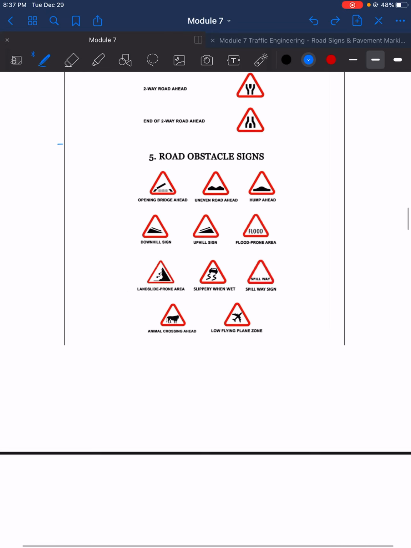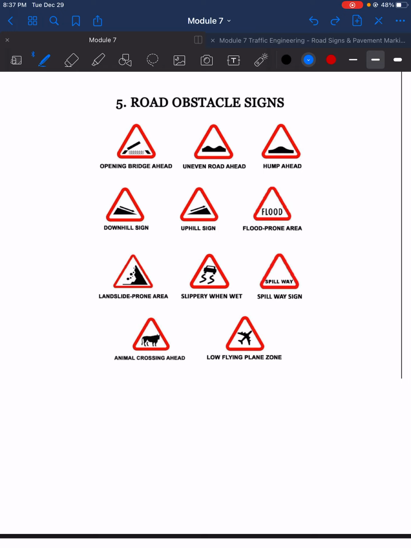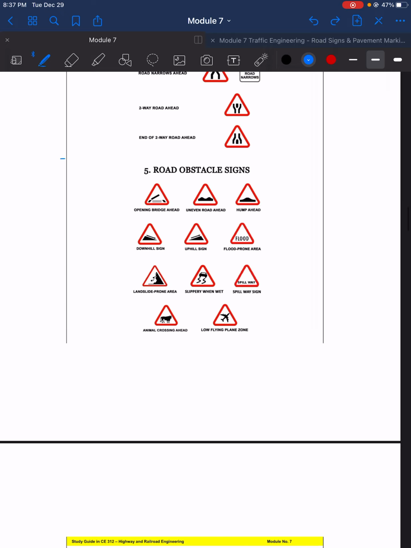Road obstacle signs. So we have here the opening bridge ahead, uneven road ahead, hump ahead, downhill sign, uphill sign, flood prone area sign, landslide prone area sign, slippery when wet sign, spillway sign, animal crossing ahead, low flying plane zone. So these are the road obstacle signs.